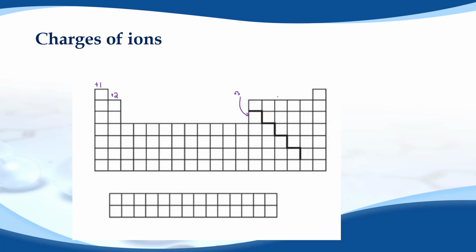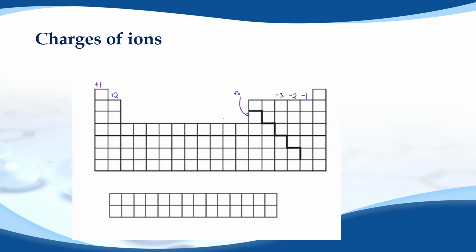The next column over, nitrogen. Nitrogen, phosphorus, arsenic, this group will form a -3 charge. If we go over one more from that, oxygen, sulfur, selenium, that's going to be a -2 charge. And if we go over one more from that, fluorine, chlorine, bromine, this column is going to form a -1 charge. The last column, the noble gases, don't form a charge. The reason why is because they don't bond with anything, so they have no reason to lose or gain electrons.